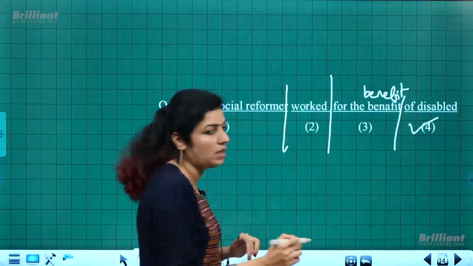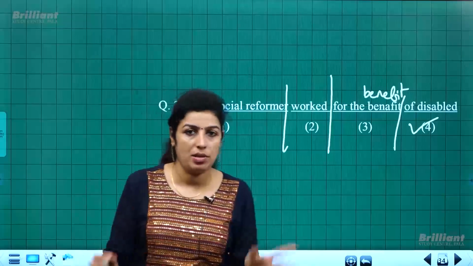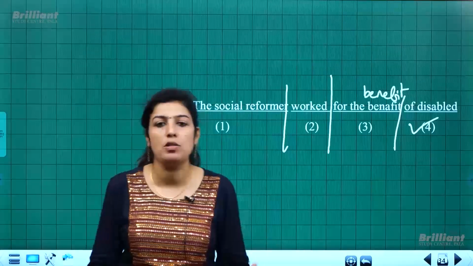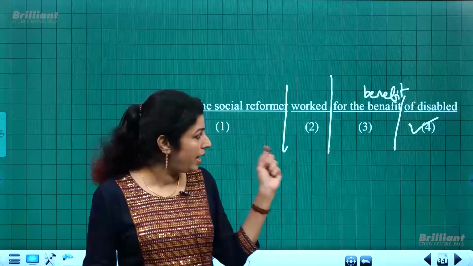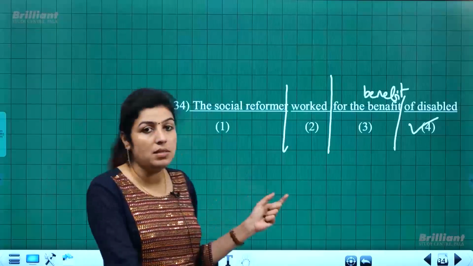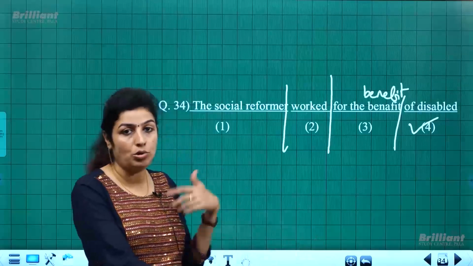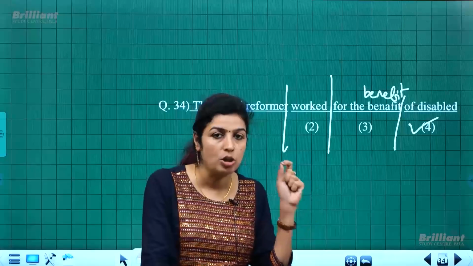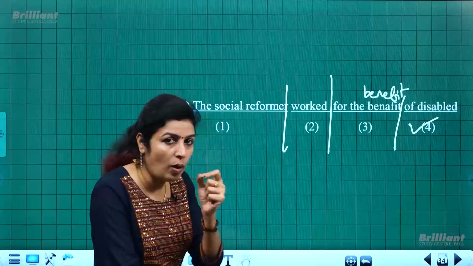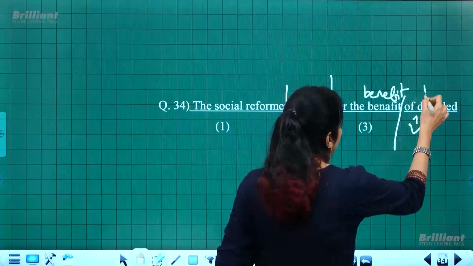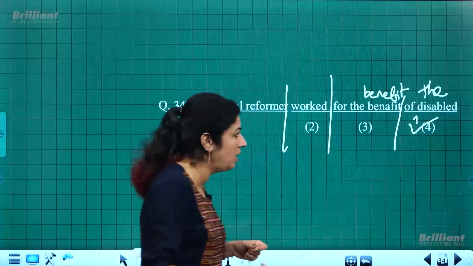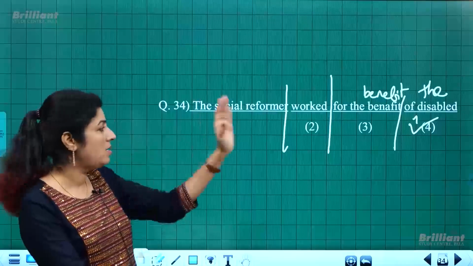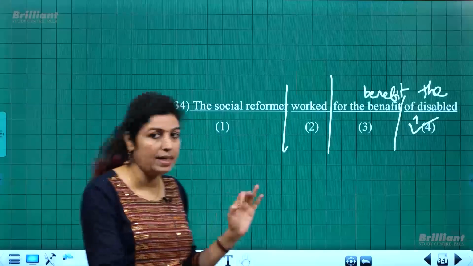The social reformer worked for the benefit of the disabled. So this part is wrong. The disabled. Disabled in general, a person who is handicapped, also is called a disabled person. But if you say the disabled, that means it could even be the poor category or downtrodden category. So that stands for people as a group. To denote people as a group, you have to add the definite article the, and that is where we have the huge difference in meaning. So that fourth part is wrong. You just need to add the disabled, only then this sentence will be logical, sensible and grammatically correct.